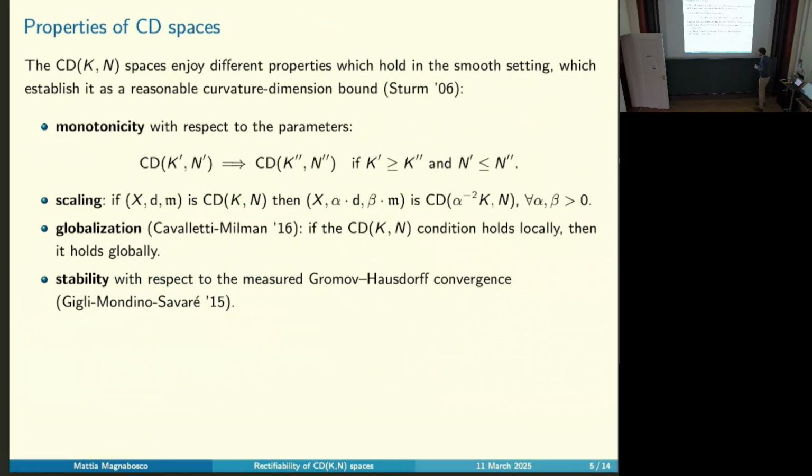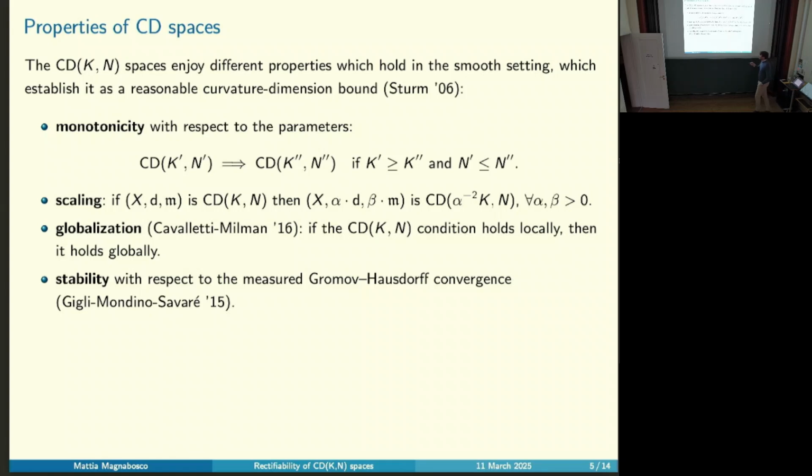Okay, so the reason why this CDKN condition was so successful is that CDKN spaces actually enjoy a lot of nice properties, and the first four I've listed here are actually reasonable for a curvature dimension bound. For example, the monotonicity in terms of these parameters, and the scaling property that basically is reminiscent of what happens in the smooth setting. So if we change the measure, the constants don't change, and if we scale the distance, the curvature changes and the dimension doesn't change. So these are reasonable properties.